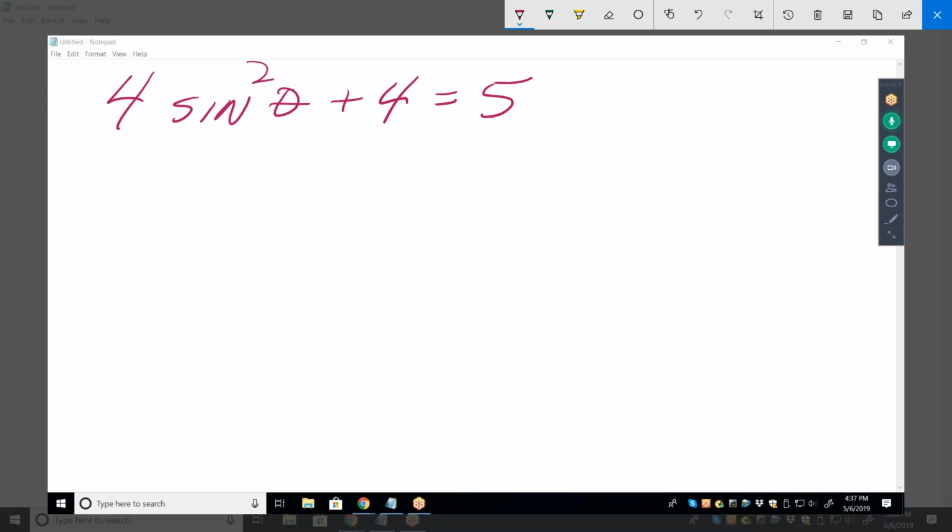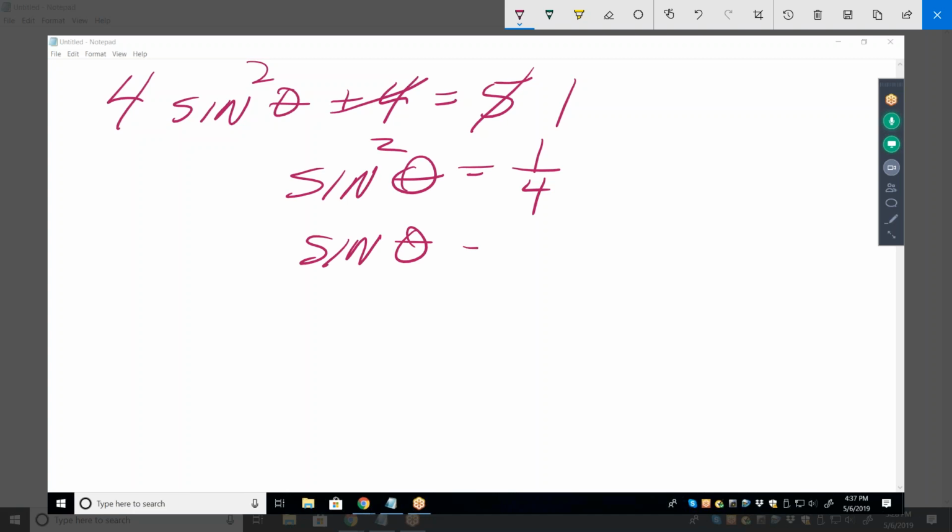Okay, so you subtract 4. So 4 sine squared theta equals 1. And then you divide by 4, so sine squared theta equals 1/4. And then you take the square root, so sine of theta equals plus or minus 1 divided by root 4, which is what number? Oh yeah, 1/2.